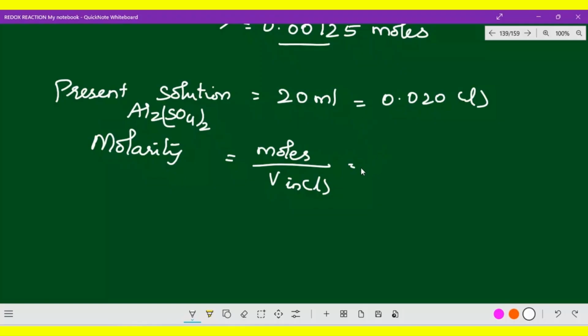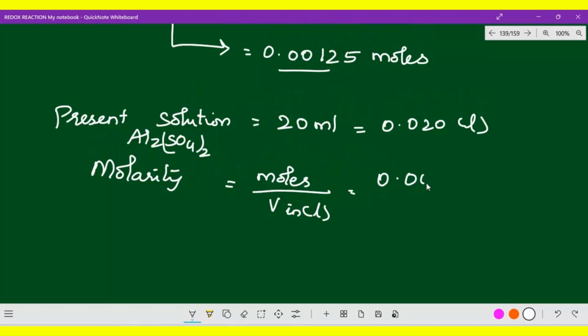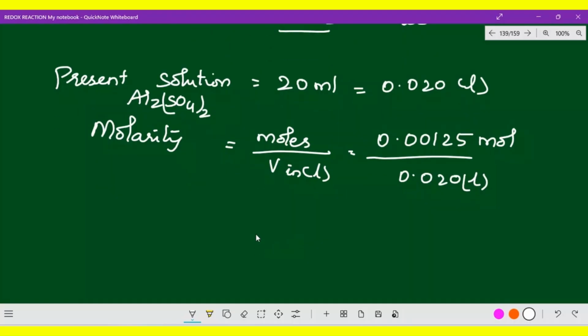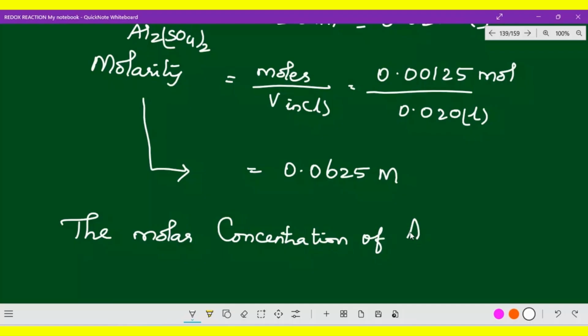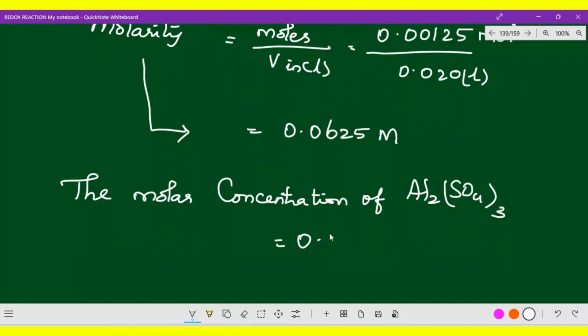Now here we mentioned the moles: 0.00125 mole divided by volume in liter, 0.020 liter. What is the answer you will be getting? Molarity, 0.0625 molarity, or moles per volume. Now, the molar concentration of Al2(SO4)3 is what the question is asking. So here, 0.0625 M, or else mole per liter.